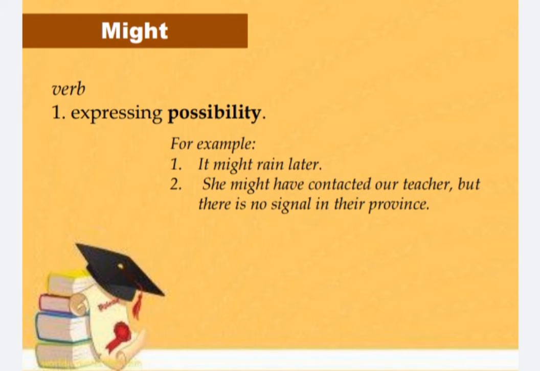For the fifth modal, it is sometimes thought to be interchangeable with may, and it is the word might. So these two modals, may and might, have their own distinct functions. May is only used if the action being done is most likely to happen. On the other side, might is only used if the scenario is less likely to happen. For example, it might rain later. Number two, she might have contacted our teacher, but there is no signal in their province.